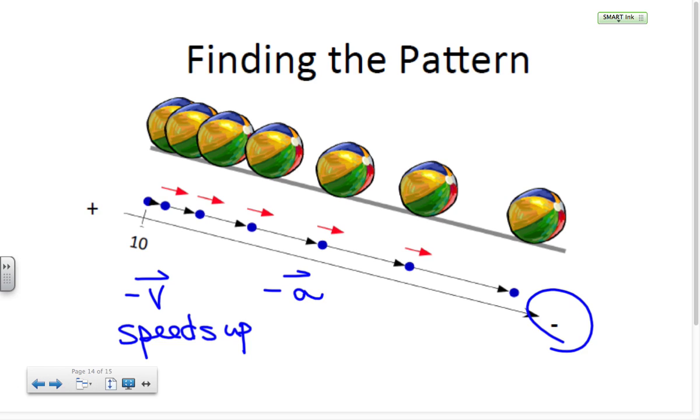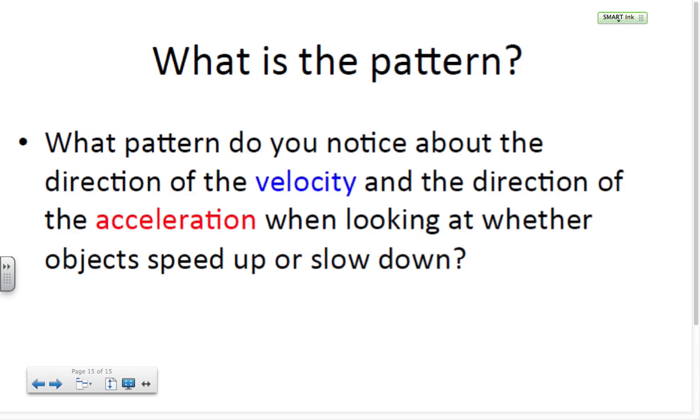Now, if we go through and think about what the patterns that you see about the direction of the velocity and the direction of the acceleration and whether or not it speeds up, I want you to think about what the pattern is and write it on your sheet. What pattern are you noticing about the direction of the velocity and the direction of the acceleration when looking at whether an object speeds up or slows down?